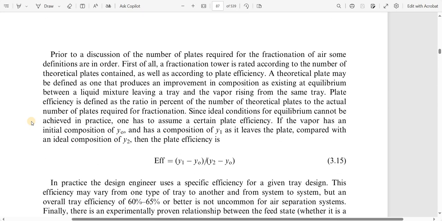involved. Prior to the discussion of the number of plates required for the fractionation of air, some definitions are in order. First of all, a fractionation tower is rated according to the number of theoretical plates contained as well as according to plate efficiency. The theoretical plate may be defined as one of the plates that produce an improvement in composition as existing and equilibrium between a liquid mixture leaving a tray and the vapor rising from the same tray.